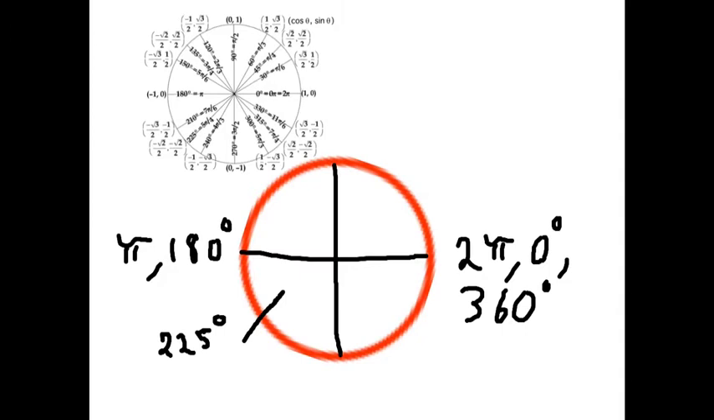So, for this example, we have 225 degrees, and our objective is to find the reference angle of this degree value. Now, what we can do to find this value is to subtract 180 degrees from 225 degrees. Well, maybe you're wondering, why should we do this? Well, here's a simple explanation.